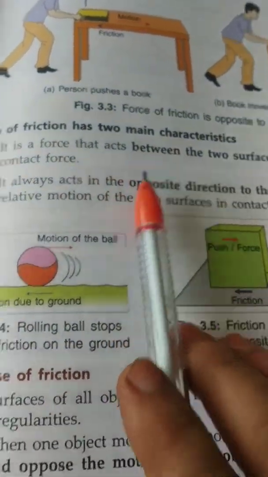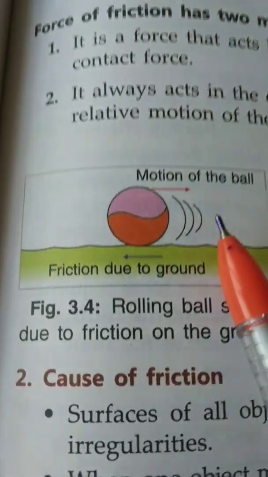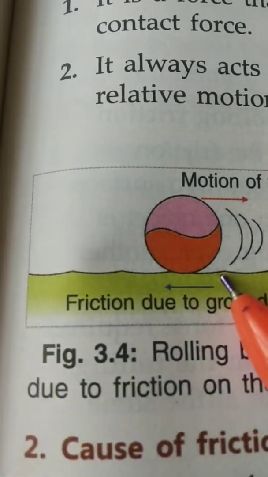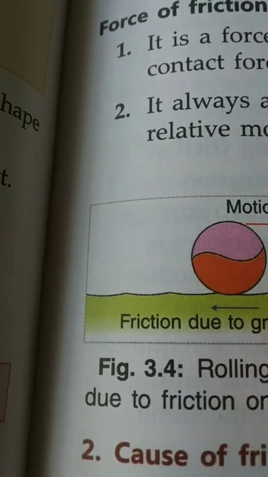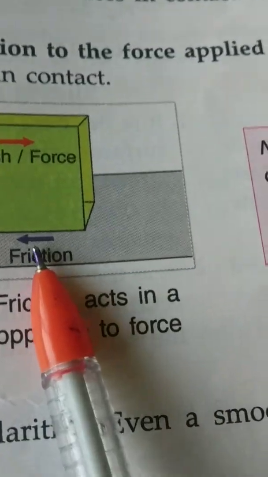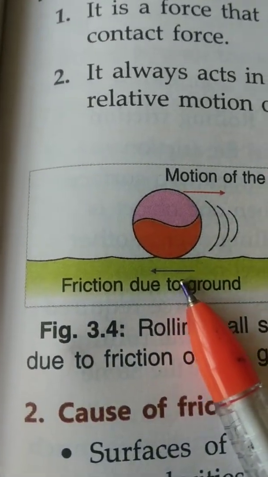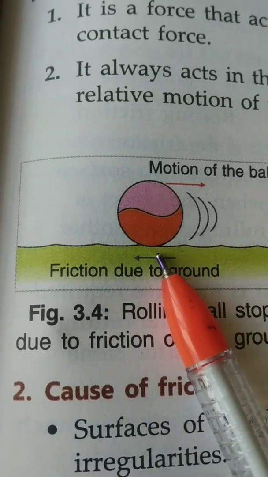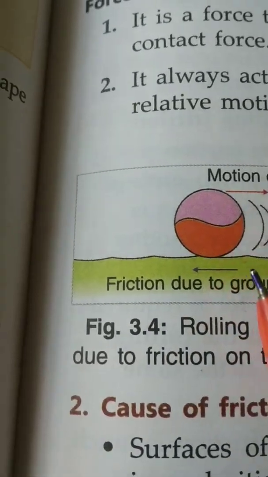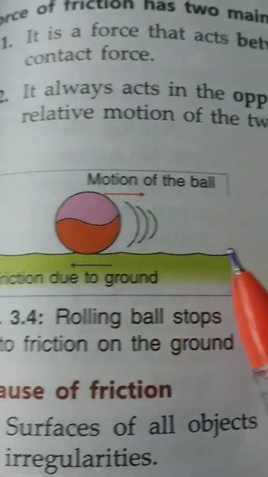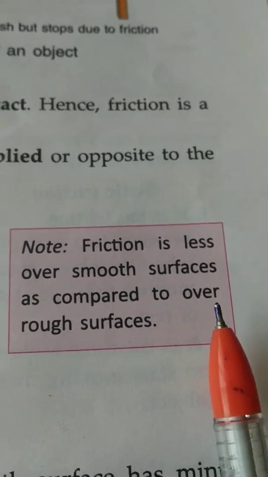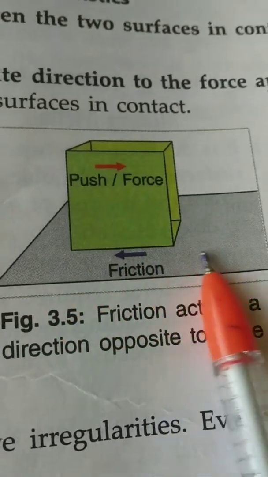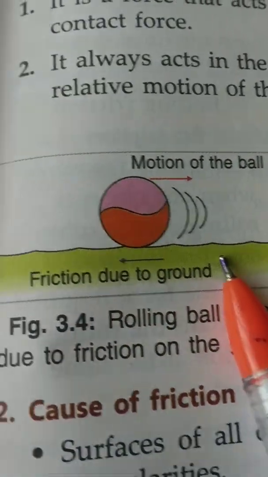Force of friction has two main characteristics. It is a force that acts between two surfaces in contact. Hence, friction is a contact force. Which force? Contact force. Another thing, it always acts in the opposite direction. You can see in these two diagrams, opposite to the force applied or opposite to the relative motion of the two surfaces in contact. As one thing they have given for the note, the friction is less over a smooth surface as compared to a rough surface.